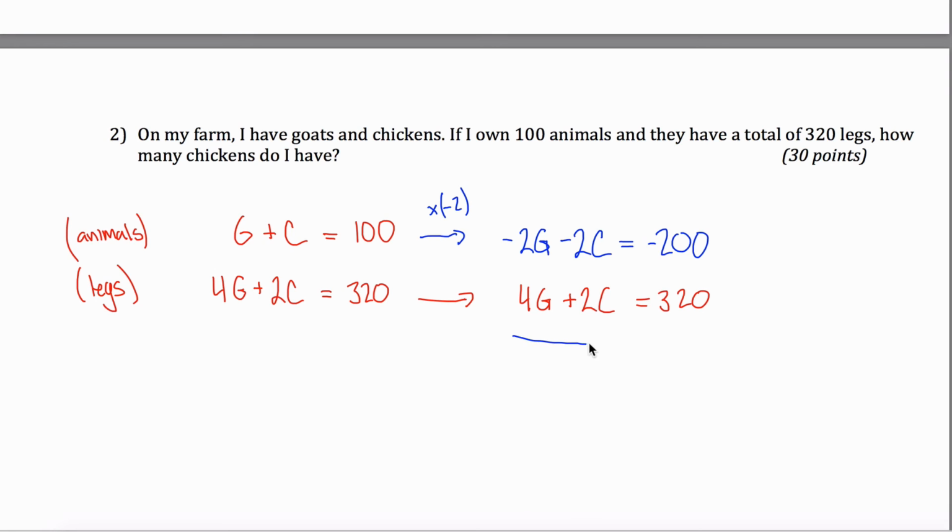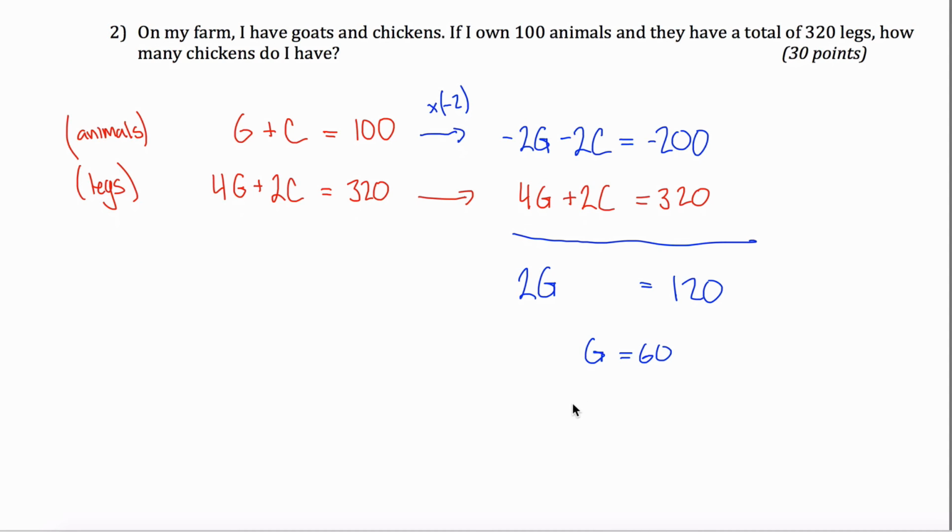And then what I'm going to do is sum these two equations. -2g plus 4g leaves me with positive 2g. -2c plus 2c leaves me with nothing. And 320 plus -200 leaves me with 120. So therefore 2g equals 120, or g is equal to 60. It doesn't ask me for g. It doesn't ask me how many goats I have. It asks me how many chickens I have.